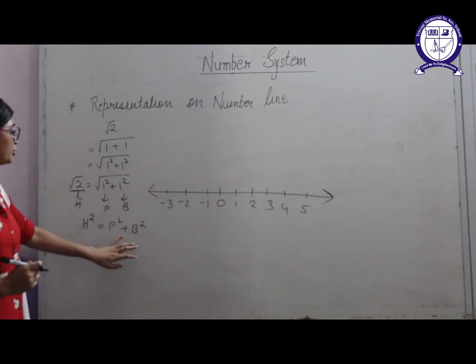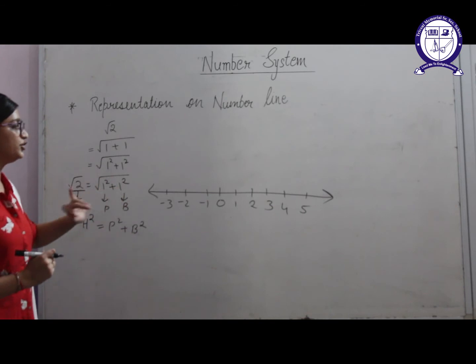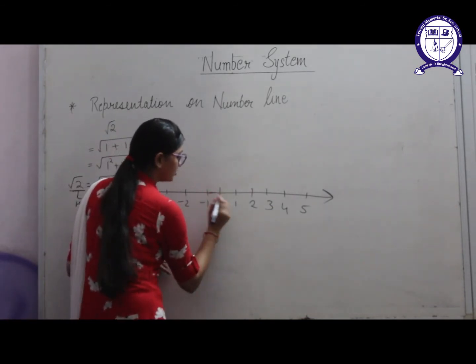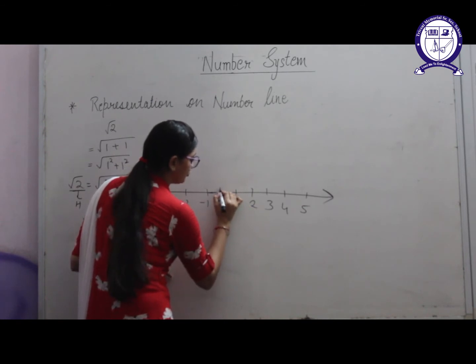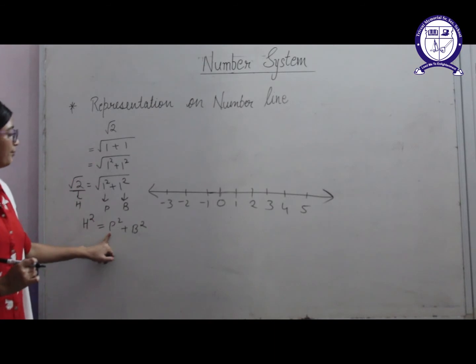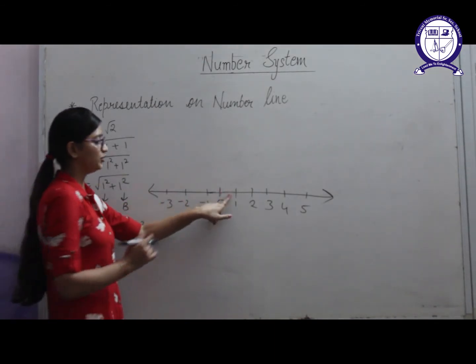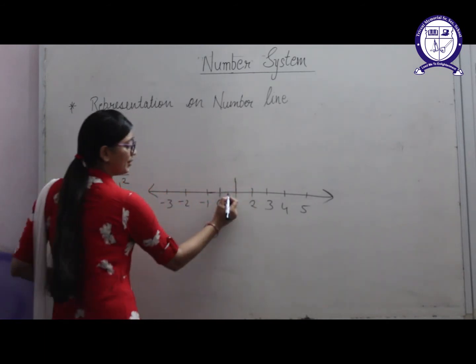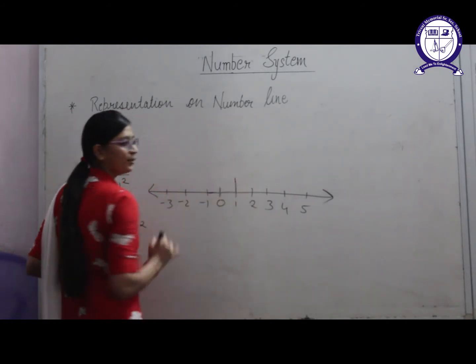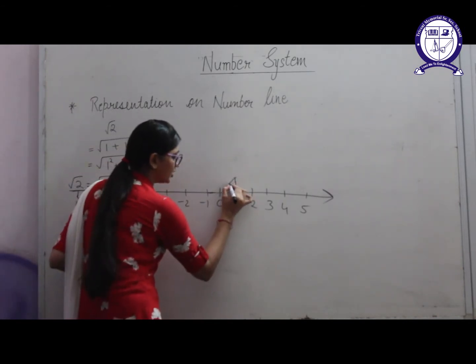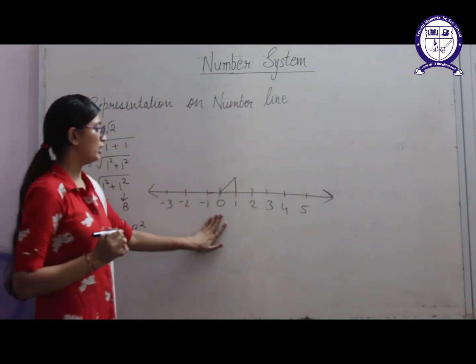So we are going to take a base of 1 unit, from 0 to 1. And then we will draw a perpendicular of the same 1 unit at 1. Right? This will be our base and this will be our perpendicular. Now we will join this point with our 0.